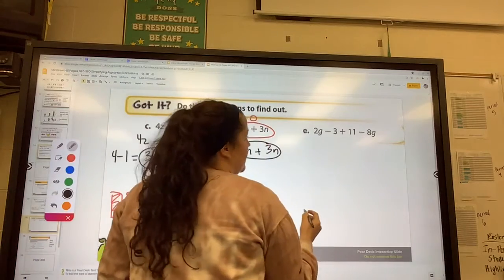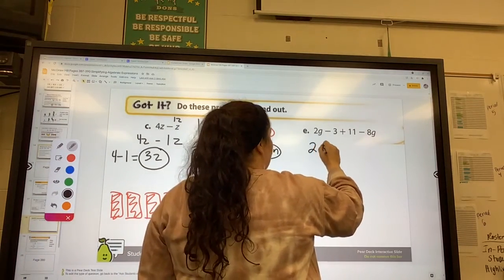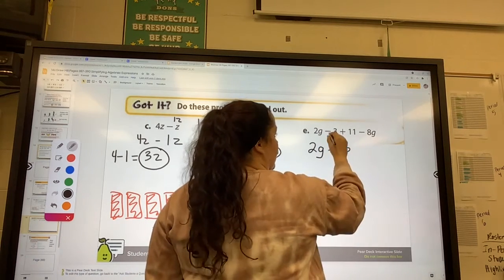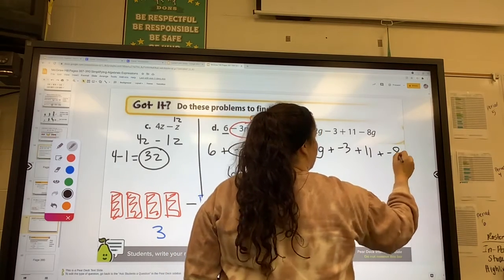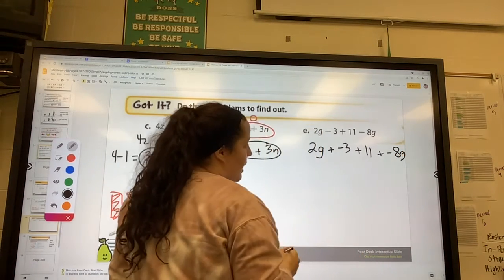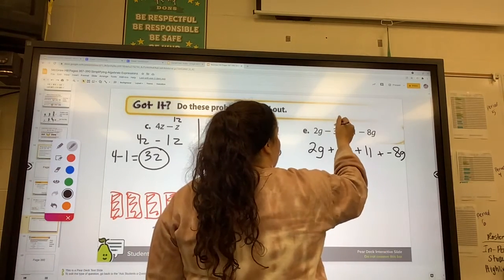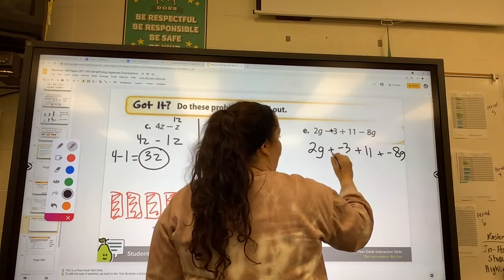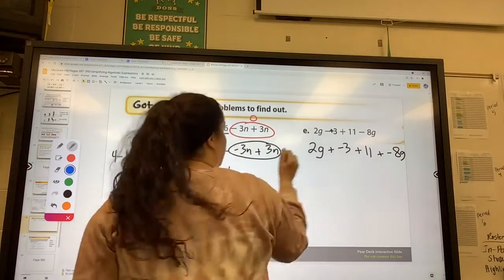Last but not least, in this problem there's a lot of mixed up stuff, so I'm going to rewrite it as 2g plus negative 3, plus 11 plus negative 8g, okay? When you have multiple terms that you're trying to combine, it's better to change it, because if you're subtracting a positive 3, it's like adding a negative 3, okay? Now you can combine like terms.